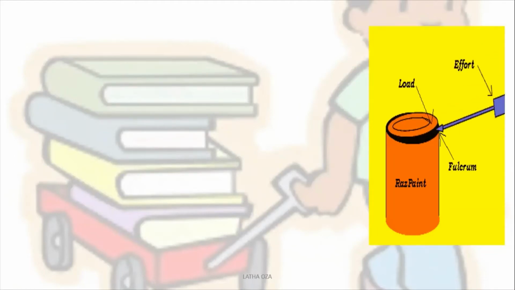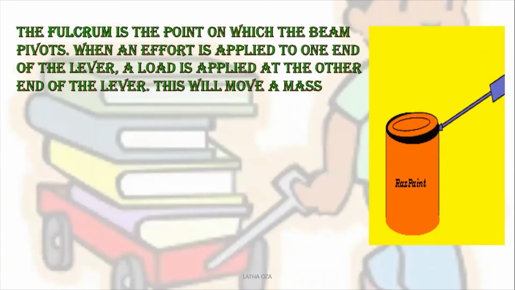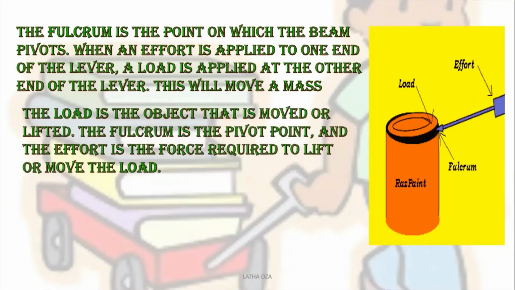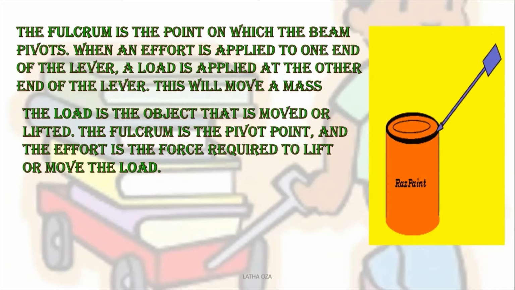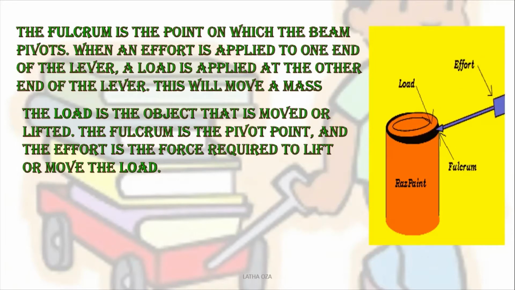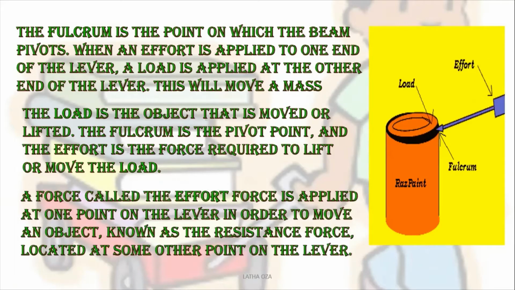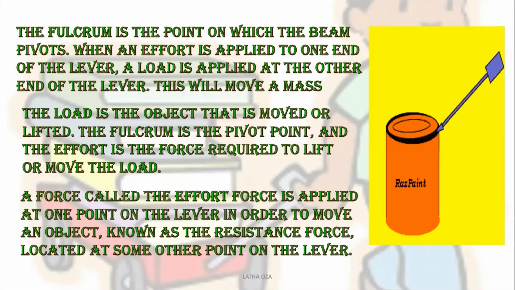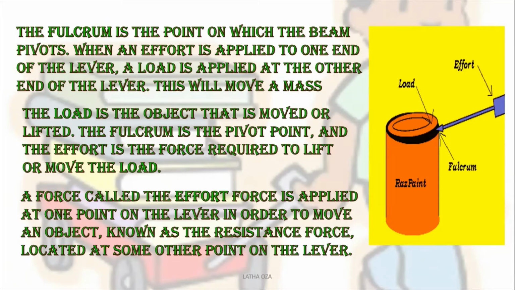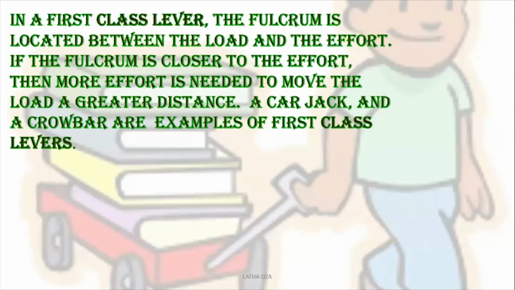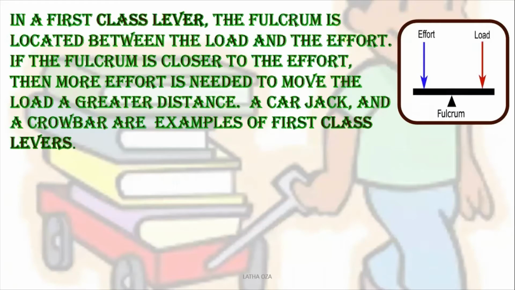The fixed point around which the rod moves is called fulcrum. The object on which the work is to be done is called load. It can move it or lift it. The fulcrum is a pivot point and the effort is the force required to lift the load. The external force that needs to be applied on a particular place of the rod to do this work is called effort.